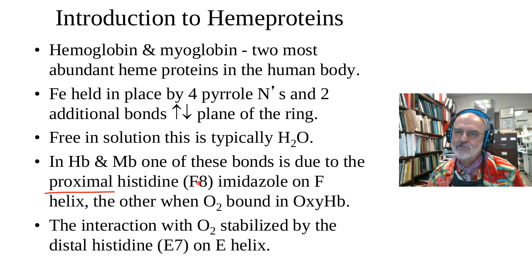It's at position F8. F refers to a helix. It's at position F8, the imidazole on the F helix. And then the other binding is due to oxygen. So in the oxy form, the iron will have histidine in the back and an oxygen on the top side, okay? The interaction of the oxygen is stabilized by another histidine called the distal histidine, which is on helix E7. So that's on the E helix.